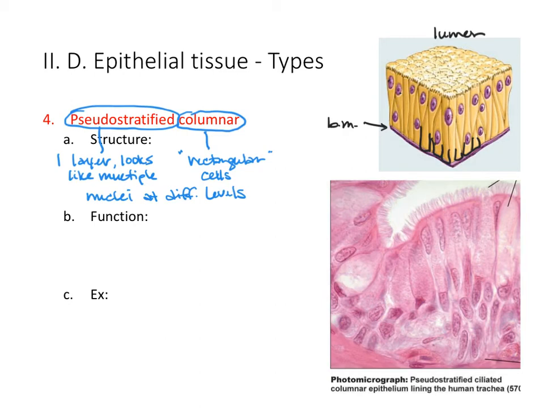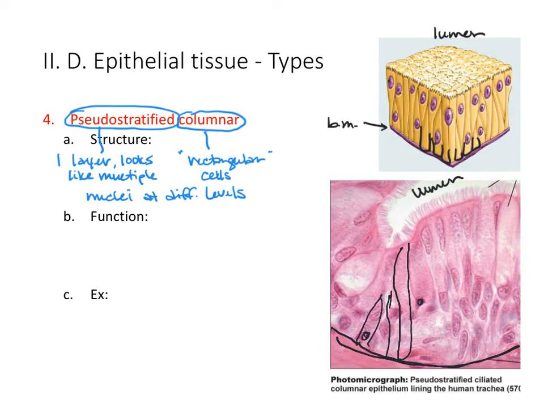So let's look at the real picture here. So down here is the basement membrane. So this tissue is twisted a little bit. Here's the lumen right there. And so if I look, I'm going to have a cell here, and all of these cells are supposed to touch the bottom. Some of them will be shorter, some of them will be taller, some of them it's not going to look like we hit the bottom.